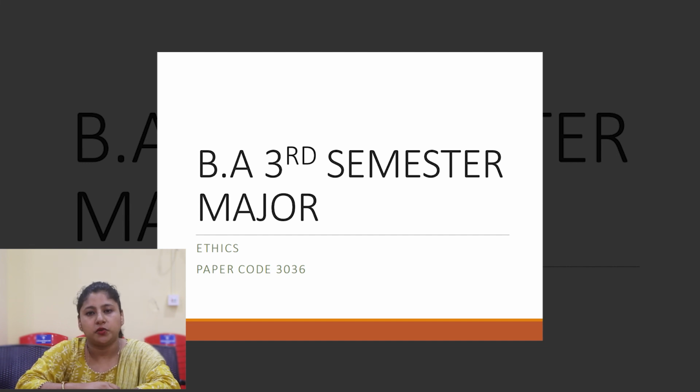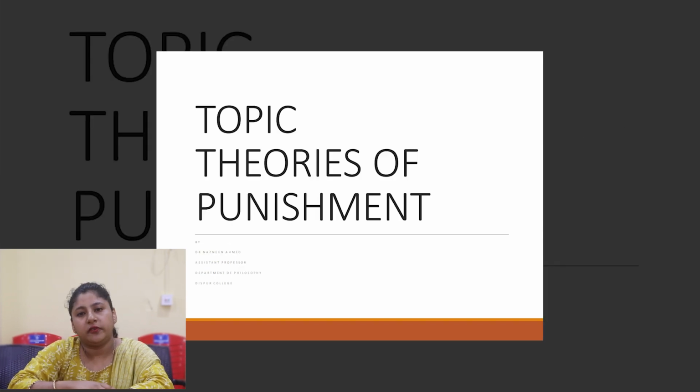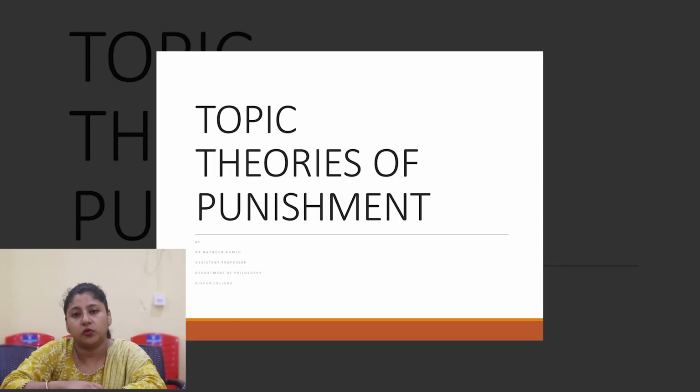Today I'm going to talk on the topic Theories of Punishment. This topic comes under BA third semester major students. The paper is Ethics and the paper code is 3036. So before knowing the different theories of punishment, we must know what is punishment, or when a man is punished.